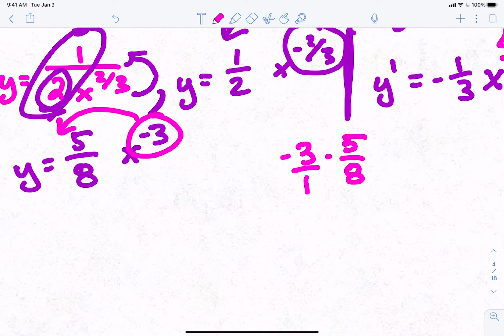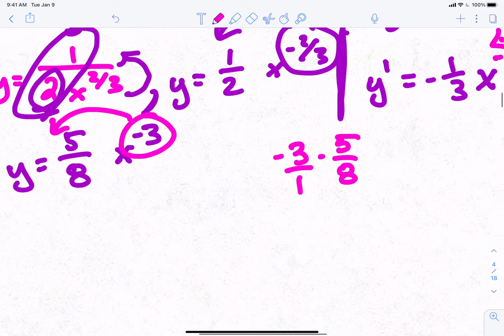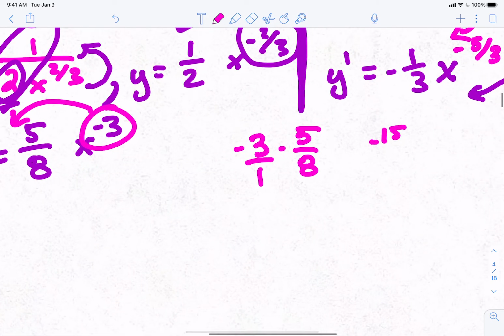-3 comes down in front. -3 over 1 times 5 over 8 is -15 over 8. Then x to the negative 4, because you're subtracting 1, right?